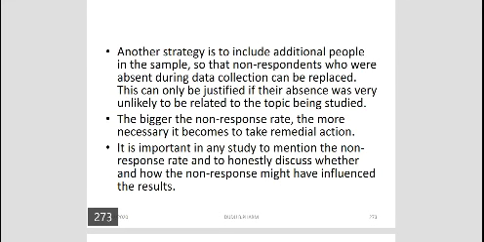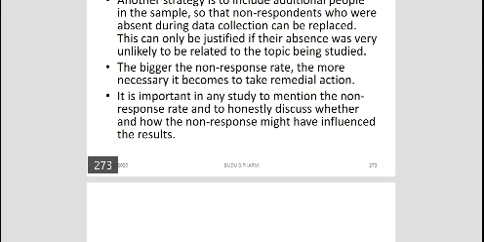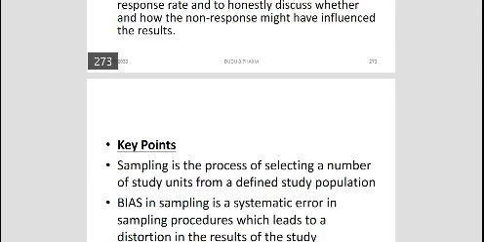Another strategy is to include additional people in the sample so that non-respondents who were absent during data collection can be replaced. This can only be justified if their absence was very unlikely to be related to the topic being studied. The bigger the non-response rate, the more necessary it becomes to take remedial action. It is important in any study to mention the non-response rate and to honestly discuss whether and how the non-response might have influenced the result.